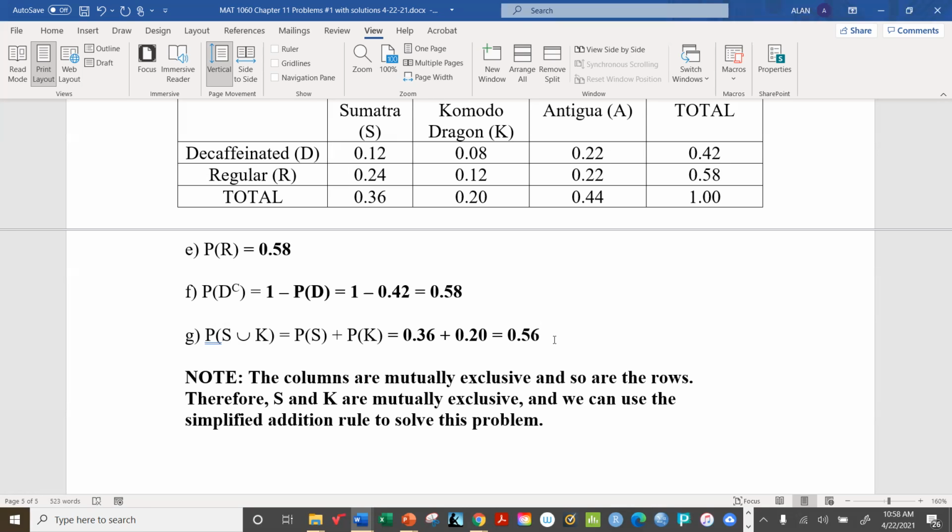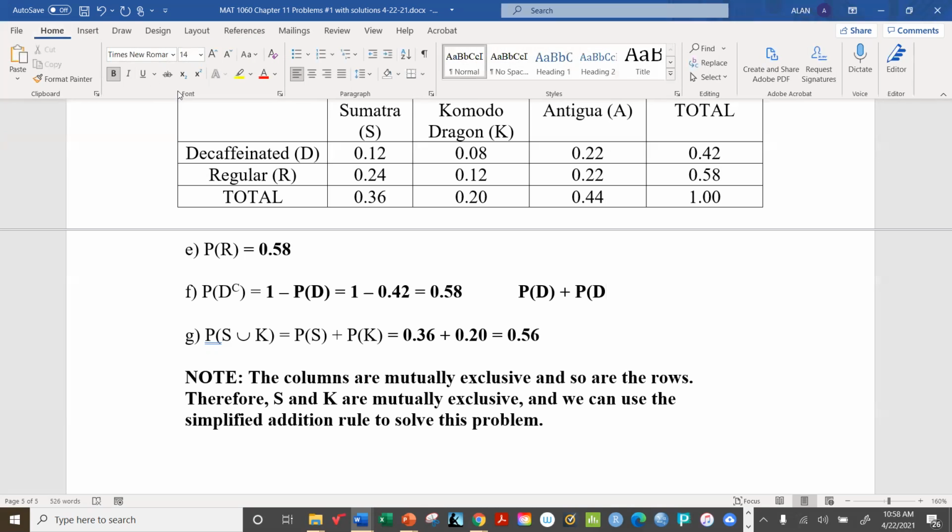I have a question about F. What is the purpose of subtracting 1? Well, that's because if you recall from the way complements are defined, probability D plus probability D complement equals 1. And that's, again, just because of the way complements are defined. So this is just an algebraic rearrangement of this equation. Gotcha. Okay. All right.